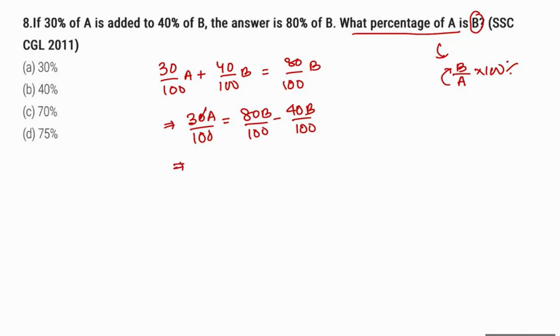So 3A by 10 is equal to 80B minus 40B. 3 times of A is equal to 80 minus 40 B.